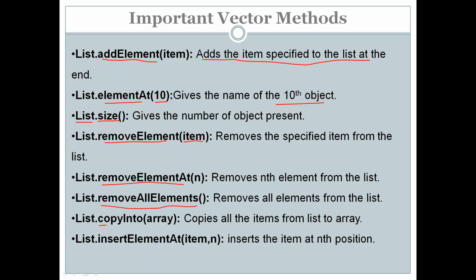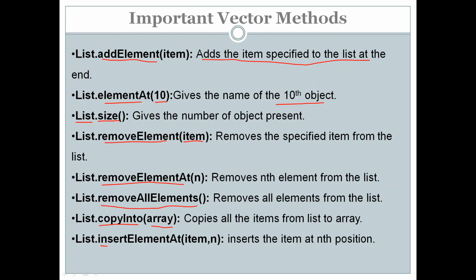Then the method is copyInto, and this takes an array as an argument. All the elements of a vector can be copied into an array as well by using a method called copyInto. But for that, all the elements of a vector should be of the same type. So it copies all the items from the list to the array.